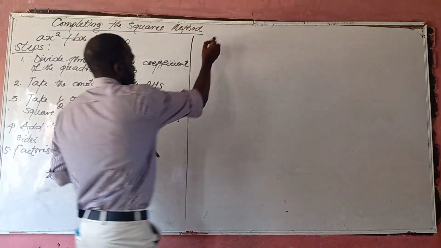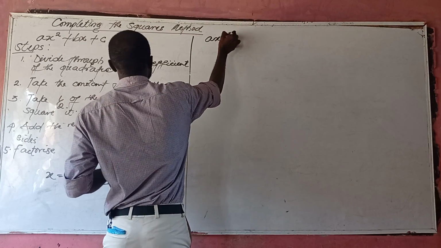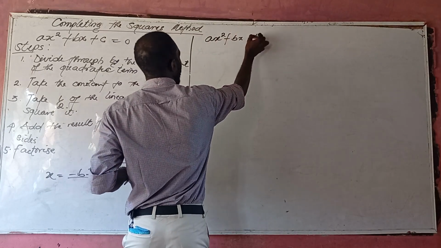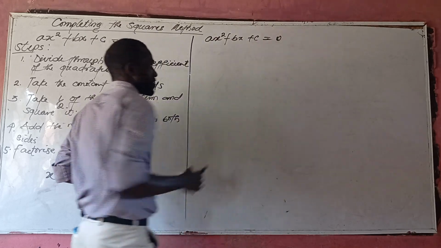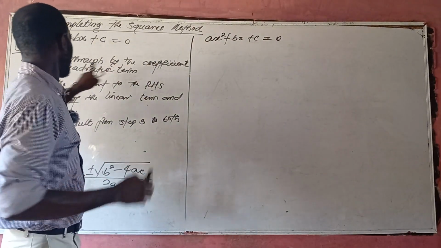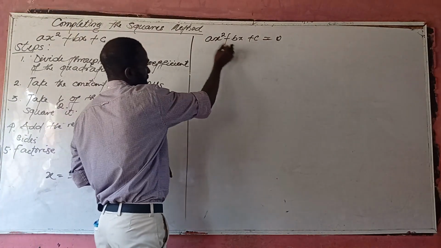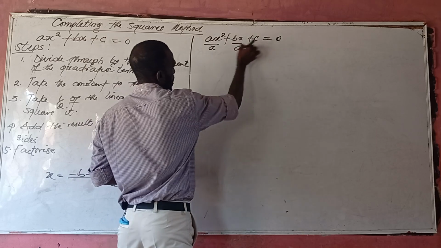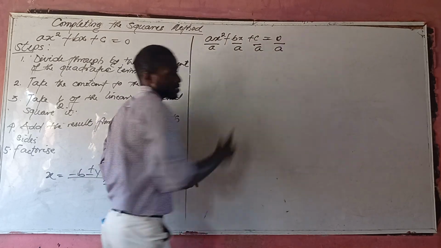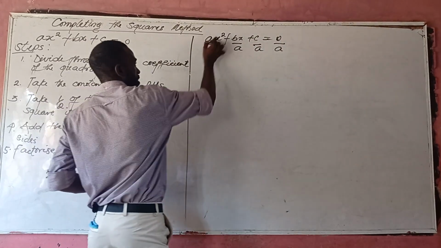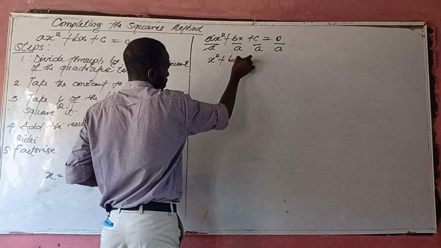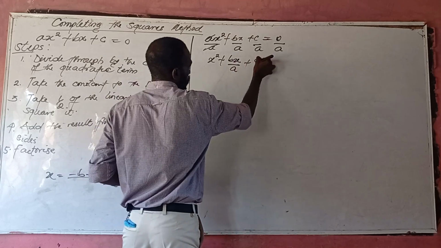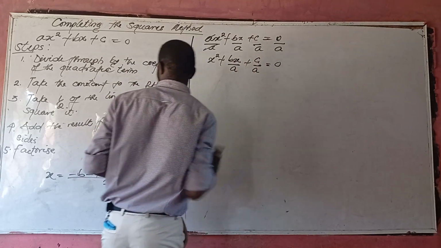The first thing is, this is the standard quadratic equation. So the first step is to divide through by the coefficient of the quadratic term. So that is a in this case, so divide through by a. Divide everybody by a. So a takes care of a. So we have x squared plus bx over a plus c over a is equal to 0.